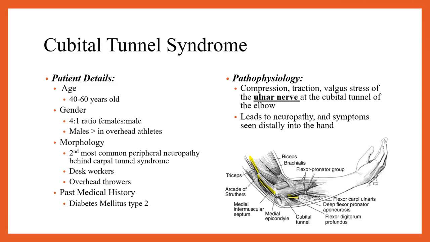Desk workers and overhead throwers are the 2 main types of people who get this. People with diabetes type 2 also may be at a higher risk because they're at higher risk for any nerve type of issue. Pathophysiology here, it's going to be compression, traction, valgus stress of the ulnar nerve at the cubital tunnel of the elbow. That's where your funny bone is. That's between the tip of the elbow, the olecranon, and the medial epicondyle. The ulnar nerve runs right in between.